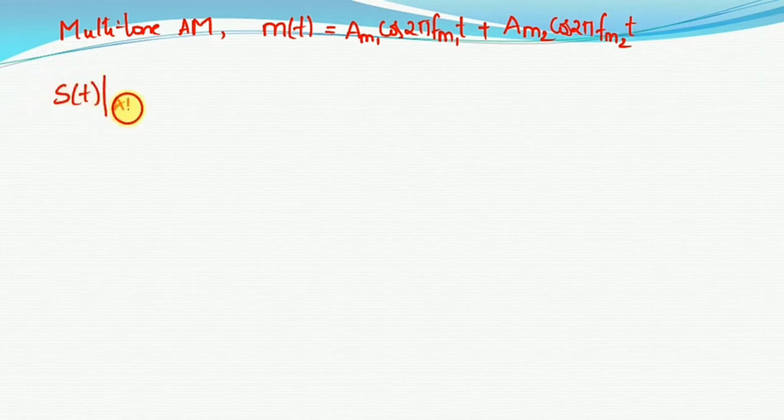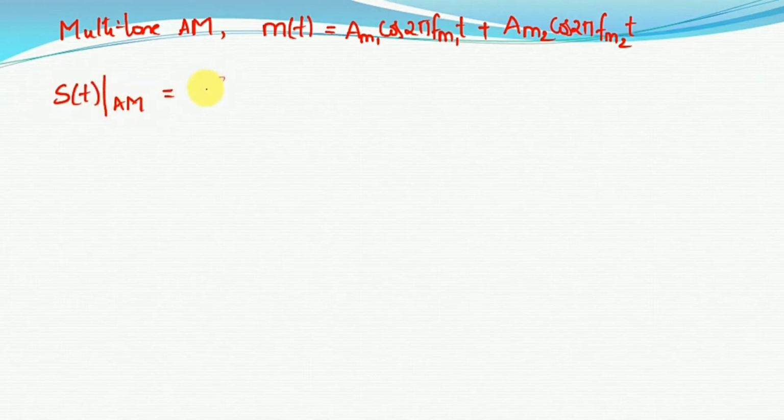So let us see how to calculate the power of a multi-tone AM signal. For a multi-tone AM modulation, I am considering a message signal having two frequency components, and its expression is given as Am1 cos 2 pi fm1 t plus Am2 cos 2 pi fm2 t. Now let us find the time domain expression of an AM signal.